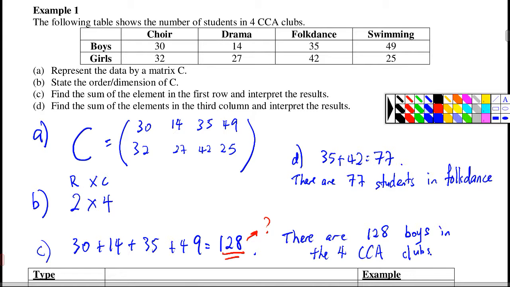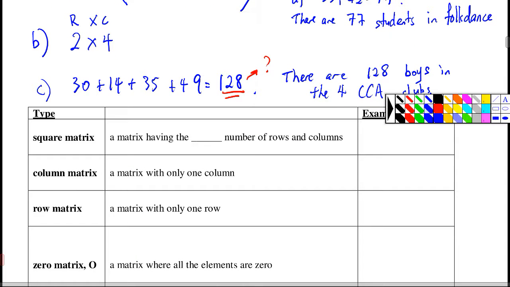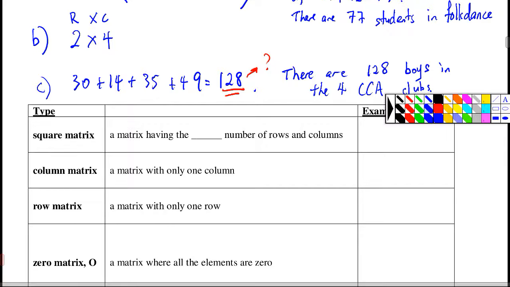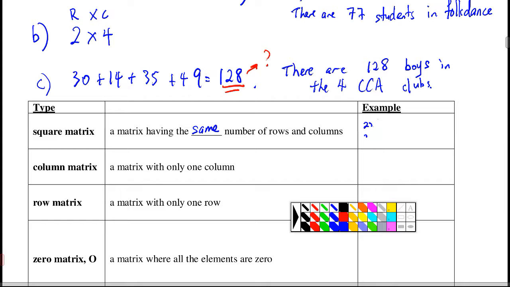Ready? Let's go to the next one. Now, what does square matrix mean? Of course, the matrix looks like a square, and a triangle matrix looks like a triangle. What does square mean? Equal number. Each dimension is the same number. You want to give an example? Like 2 times 2. Very good. 2 times 2, 3 times 3. So it means 2 times 2, 3 times 3.